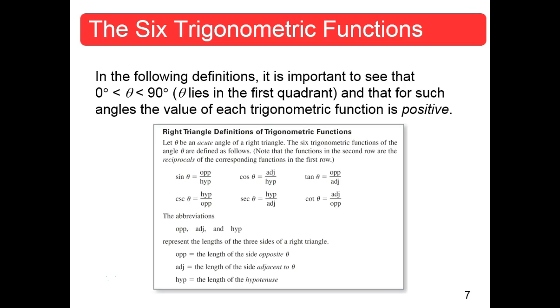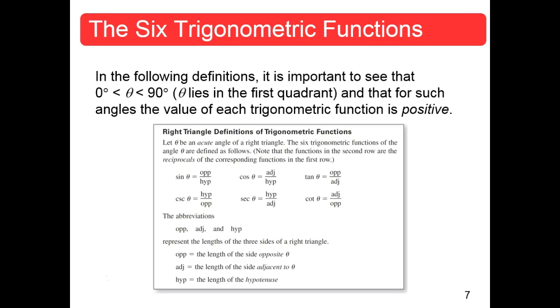So let theta be an acute angle of a right triangle. The 6 trig functions of the angle theta are defined as follows, and note that the functions in the second row are reciprocals of the ones in the first row. Sine is opposite over hypotenuse, cosine is adjacent over hypotenuse, tangent is opposite over adjacent, cotangent is the reciprocal of that, adjacent over opposite, secant is the reciprocal of cosine, hypotenuse over adjacent, and cosecant is the reciprocal of sine, which is hypotenuse over opposite.